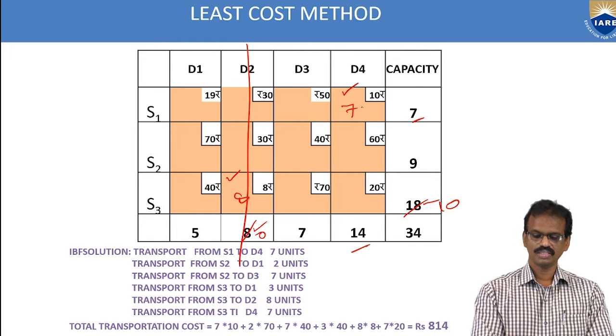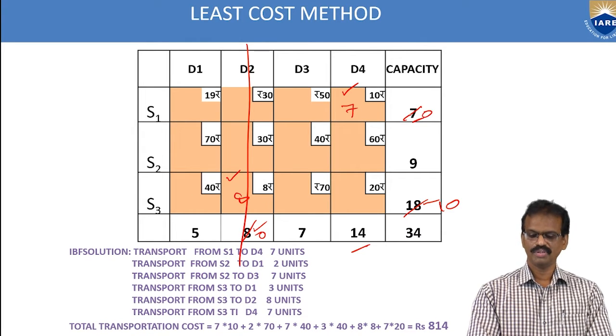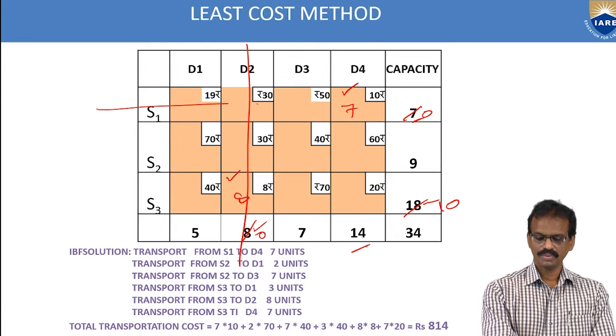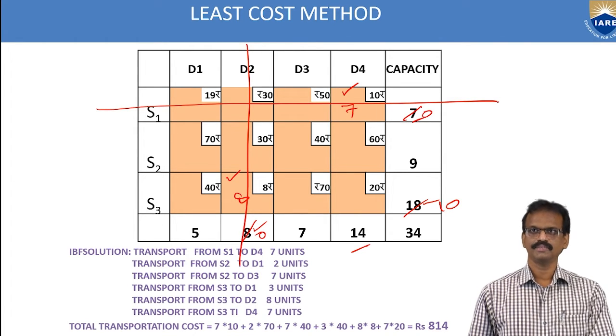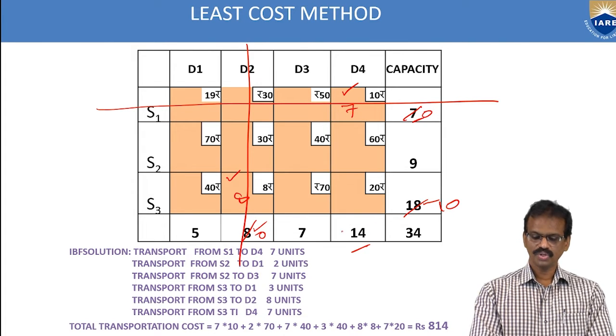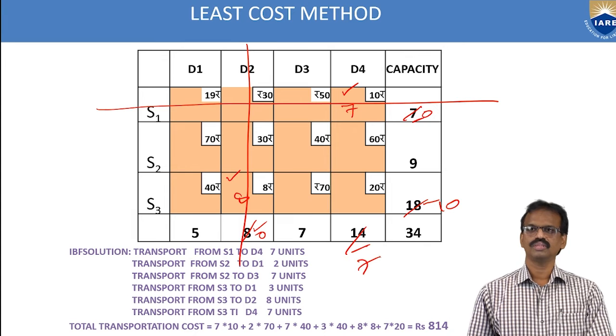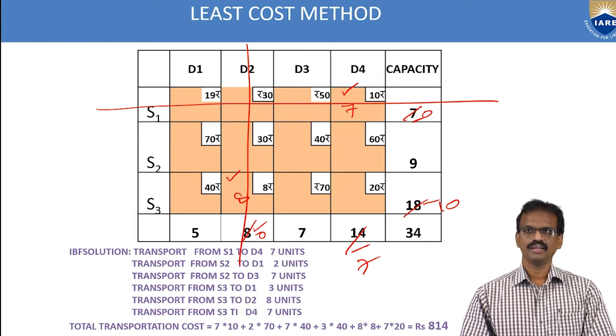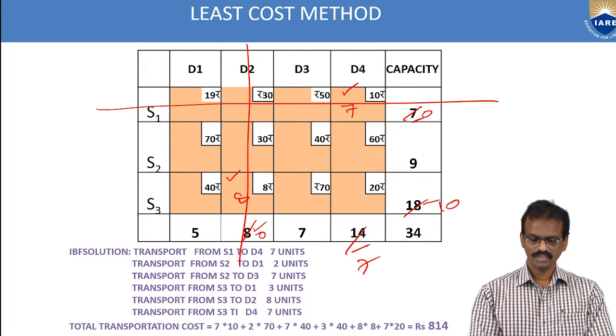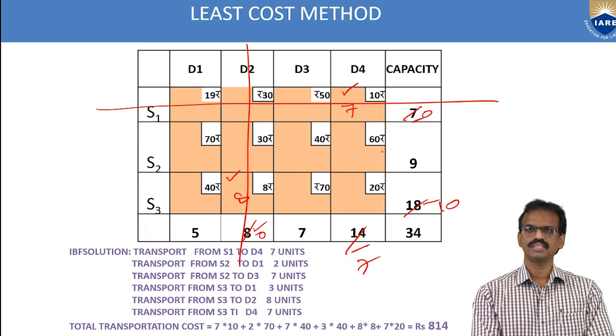If you allocate 7 here, then this 7 will be cancelled. Automatically the complete row will be cancelled. If you allocate 7 here, the remaining value is 14 minus 7, which is 7. Then again you have to identify the least cost value. Remaining are 70, 40, 60. Here also 40, 70, 20. So 20 is the minimum value. The remaining cells are cancelled.